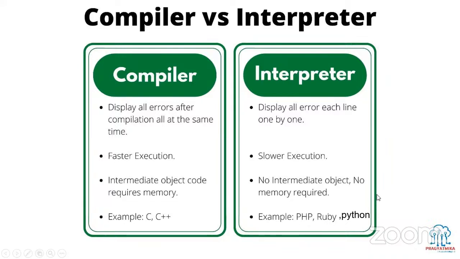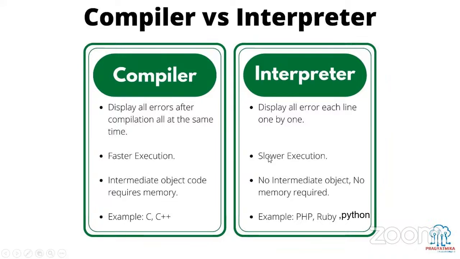Python uses an interpreter. Okay. So compilers are better for fast execution and require error correction before execution. So error correction will be happening before execution. And this is suitable for applications where performance is crucial.